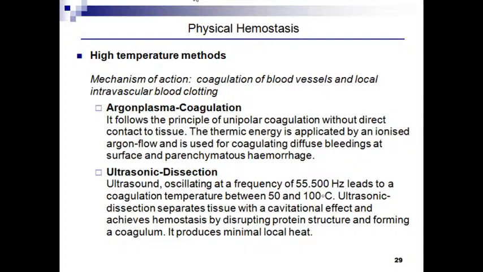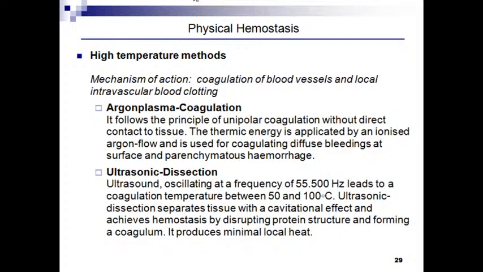Argon plasma coagulation follows the principle of unipolar coagulation without direct contact to tissue. The thermic energy is applied by an ionized argon flow and is used for coagulation of diffuse bleeding at surface and parenchymatous hemorrhage. This means a large bleeding surface can be coagulated by the argon plasma beam.